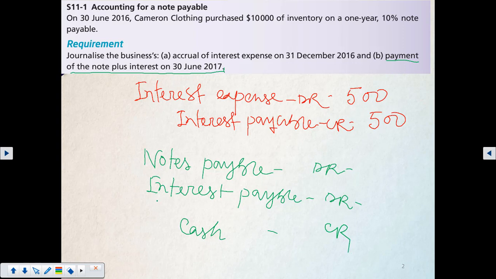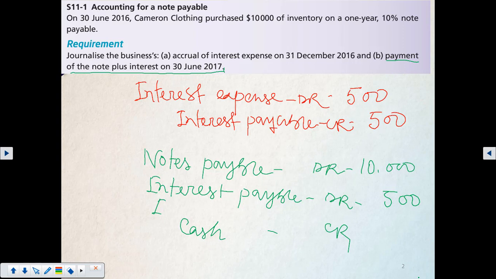That's going to be interest expense debit. Why interest expense debit? Anyone else? We already wrote notes payable debit. We already wrote interest payable debit as well. What is the amount? Notes payable debit. What is the amount? No. Notes payable is debit by $10,000. Okay. Interest payable debit by $500. Very good.